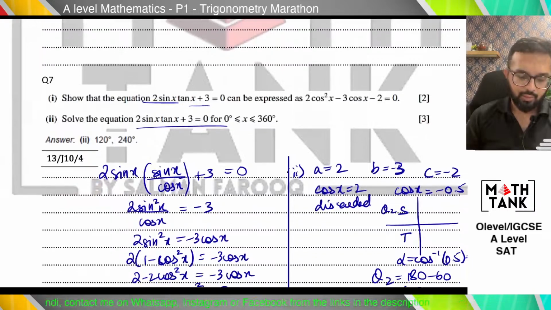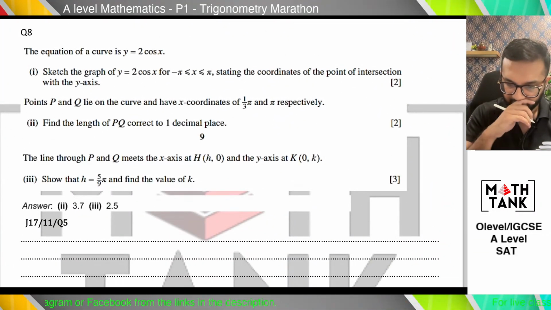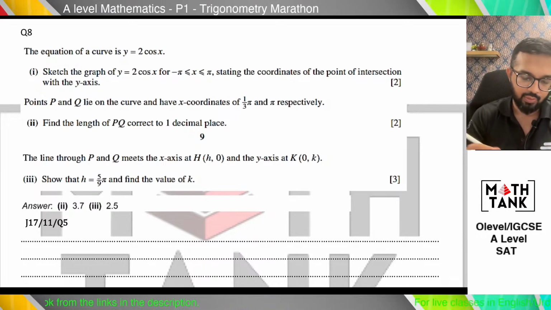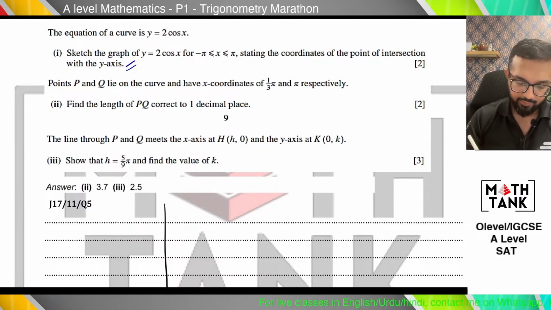Then the next question is question number 8. It says the graph of the equation this, stating the coordinates of the point of intersection with the y-axis. Okay, so I'm going to draw this again.